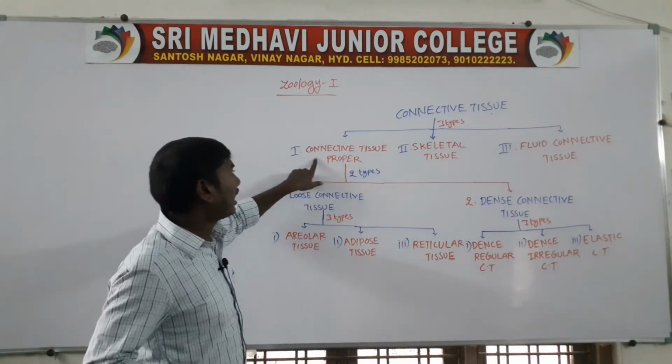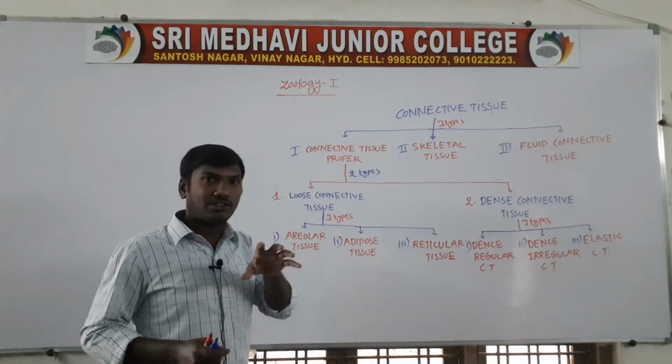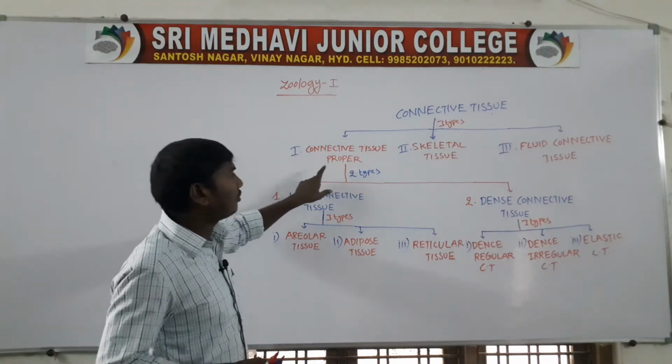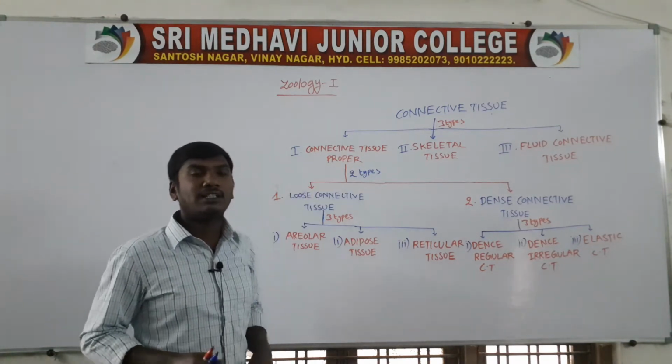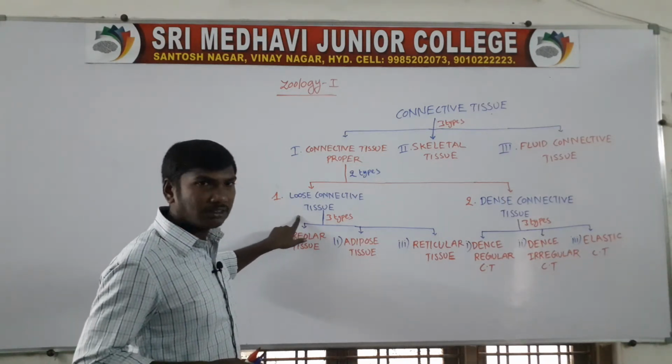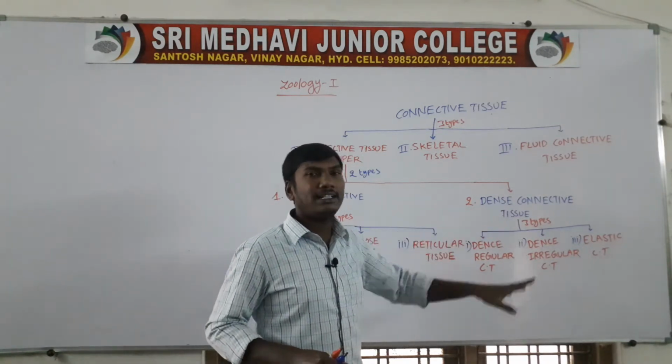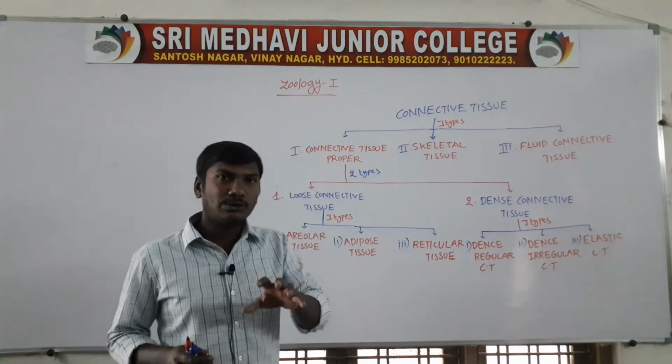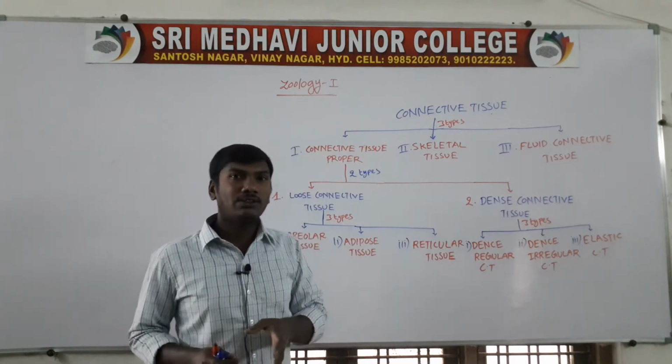First heading: connective tissue proper. Connective tissue proper is divided into two types: loose connective tissue and dense connective tissue.